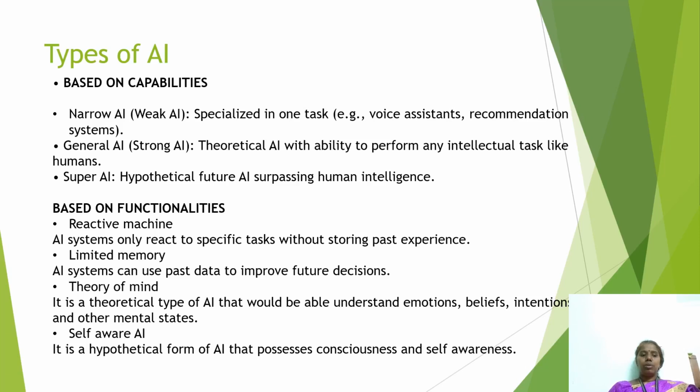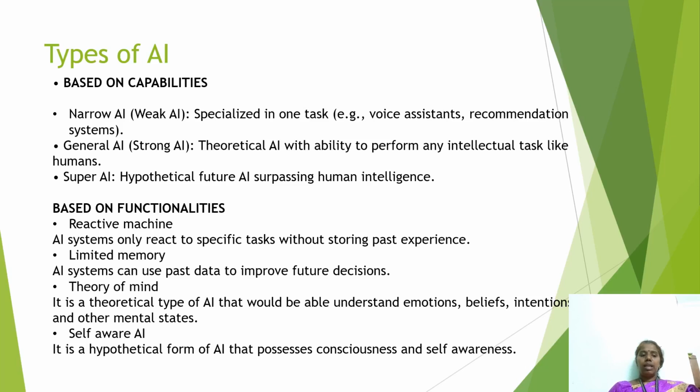It is good in one area like recommending products or recognizing speech but lacks general intelligence. Next type, general AI, otherwise called strong AI. This type is a theoretical concept where artificial intelligence can perform any intellectual task that a human can do. It shows human-like reasoning and understanding across multiple domains, making it capable of tackling a variety of tasks.